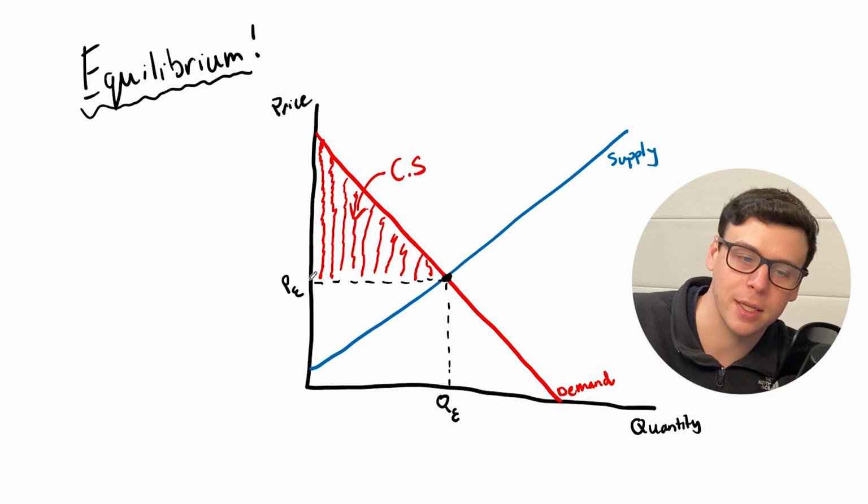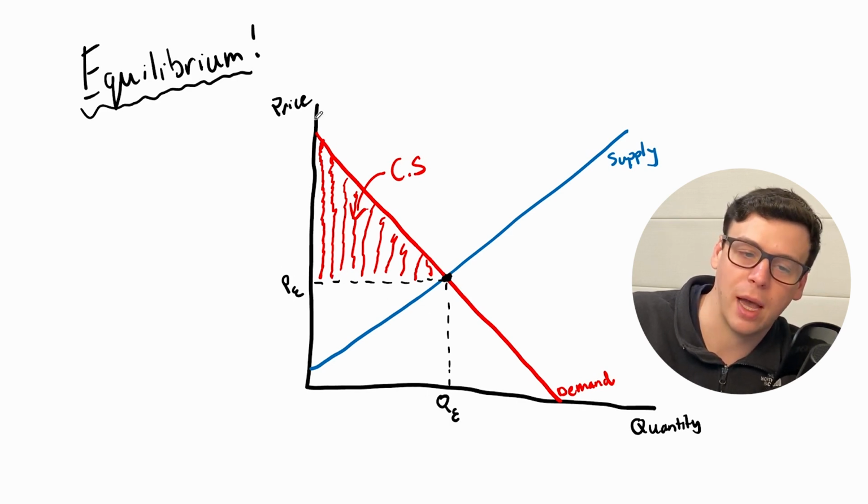Now, if you were in an exam and you were given some numbers, you can calculate this triangle as simply half its base times its height. And they might say that this intersects up here at $10, this is $5. So you could just calculate that in an exam.